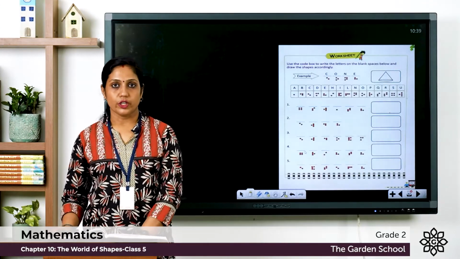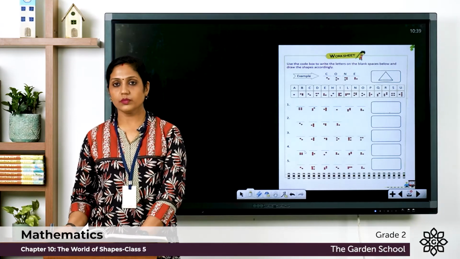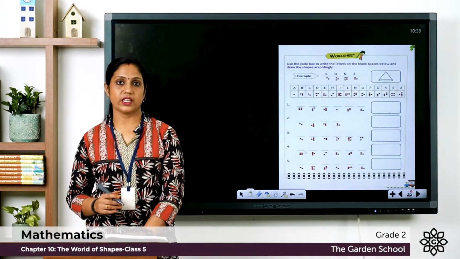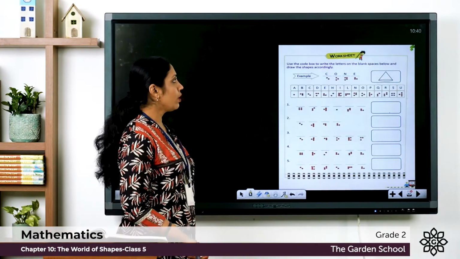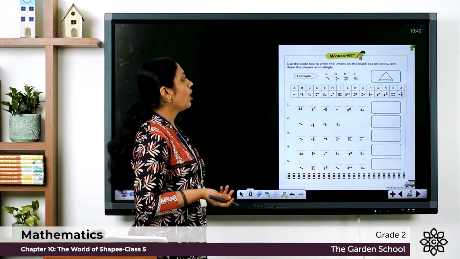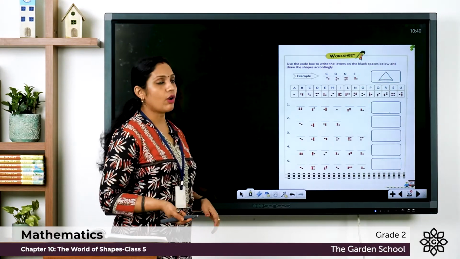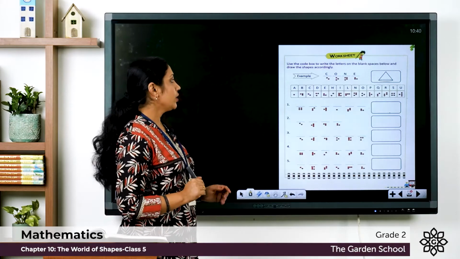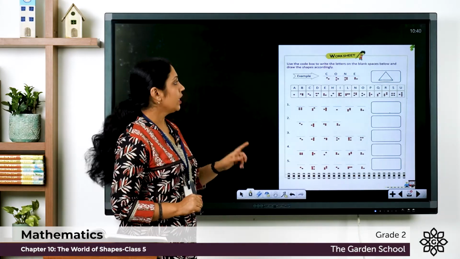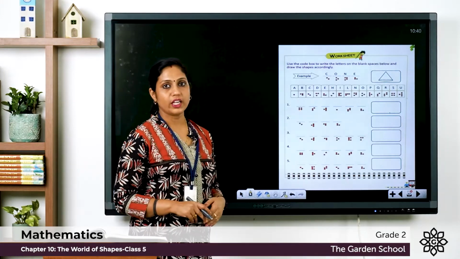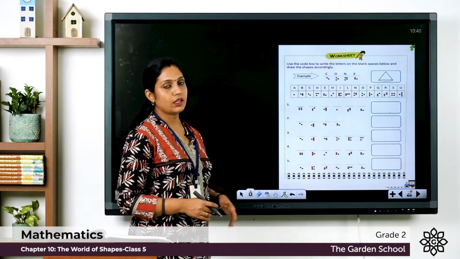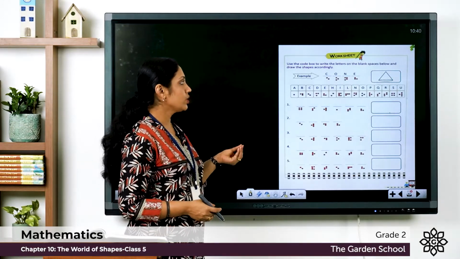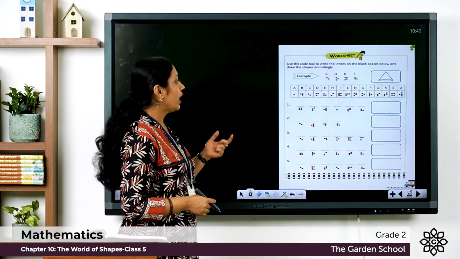Next, let's move on to our worksheet, page number 151. Let's read the question. Use the code box to write the letters on the blank spaces below and draw the shapes accordingly. So here you can see some code is given. The letters from A to U are given and for them some code are given. Dots are given using red dots. So we have to find out.